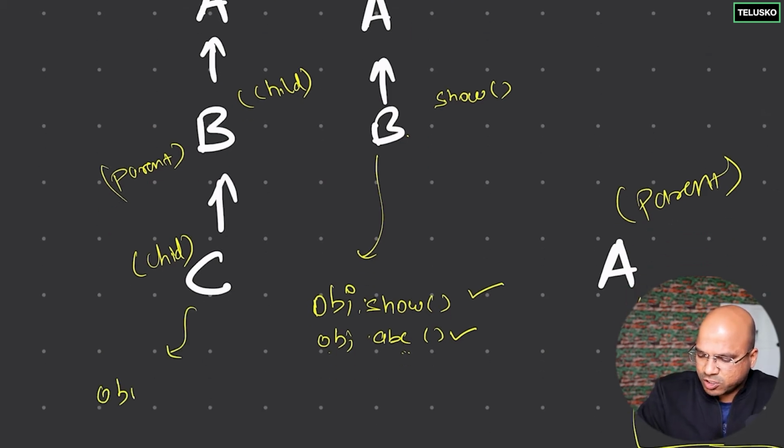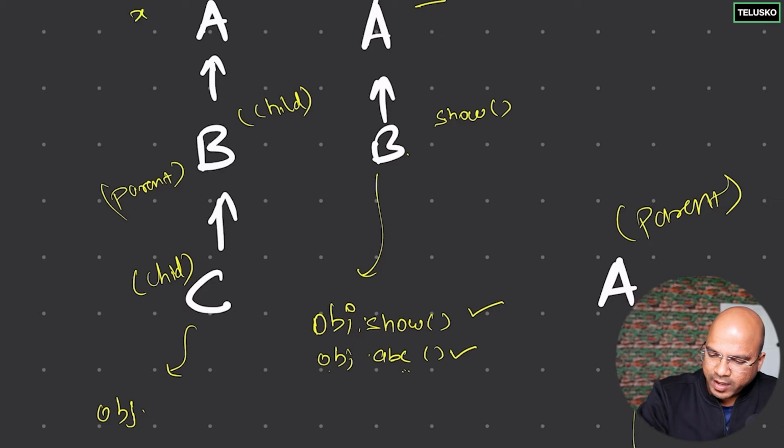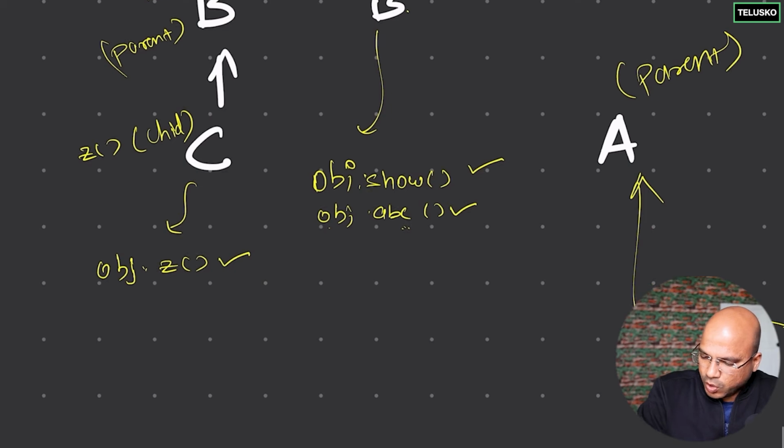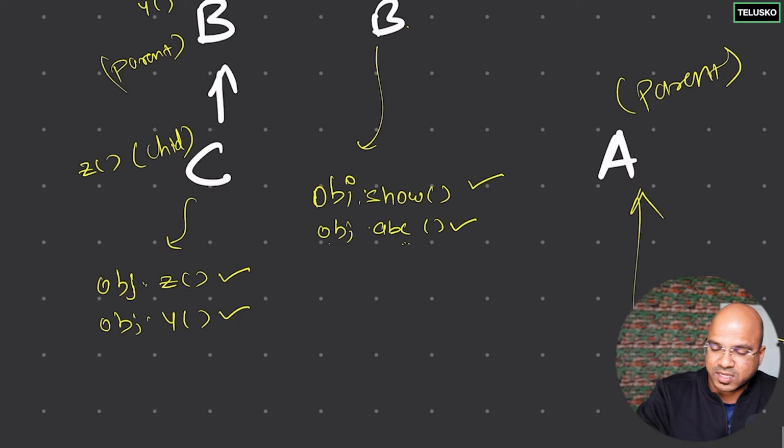Let's say if you create an object of C, which is obj again, and then you try to call a method. Let's say A has a method called X, B has a method called Y, and C has a method called Z. When you try to call Z, this will work because in C itself we have the method. If you say obj.y, will this work? Yes, because it is coming from B.